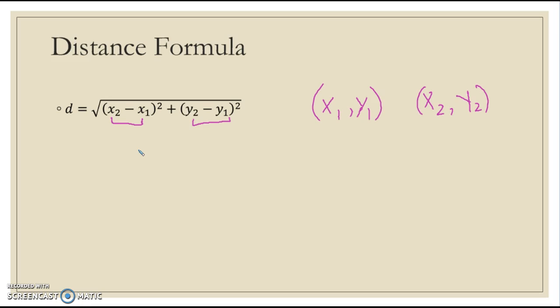Not everything has a nice pretty square root. Numbers that you can take the square root of and get a pretty number, we call those perfect squares. For example, 25 is a perfect square because the square root of 25 is 5. Not everything can be simplified like that. Sometimes if you have the square root of 5, it's not a perfect square, so you have to leave it as the square root of 5. So you've got to memorize this formula: the square root of (x2 minus x1) squared plus (y2 minus y1) squared.